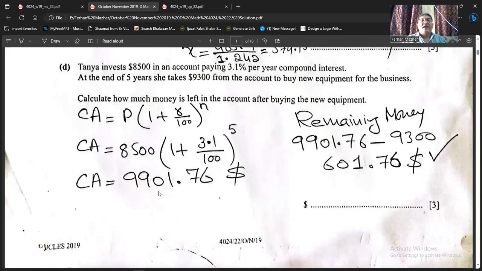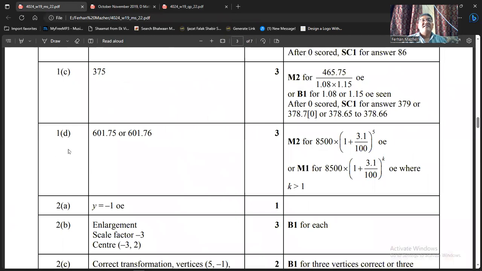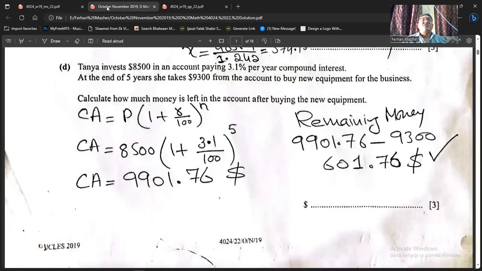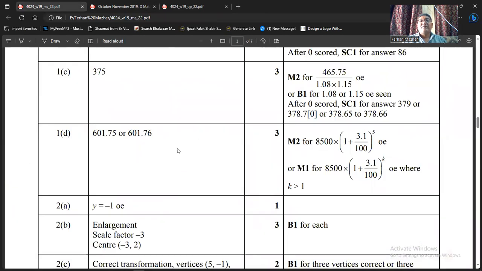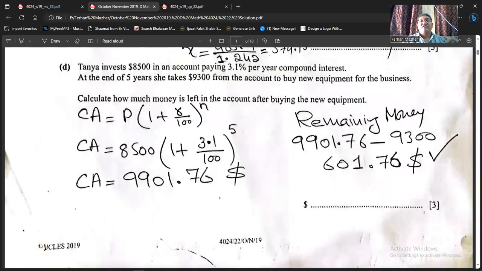$9,901.76. From $9,901.76, you will subtract $9,300. So you are left with $601.76. So you have $601.76 left. So our answer is right. This is the solution. I showed you the marking scheme as well. And this is the answer, sir.